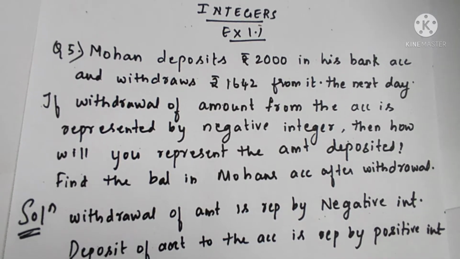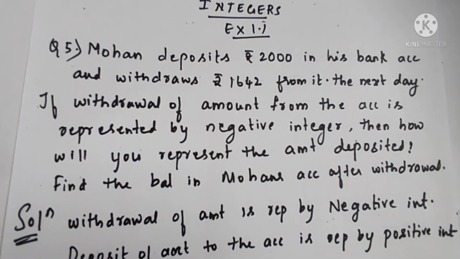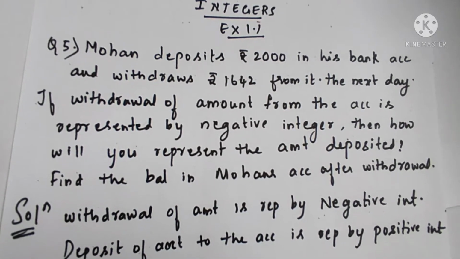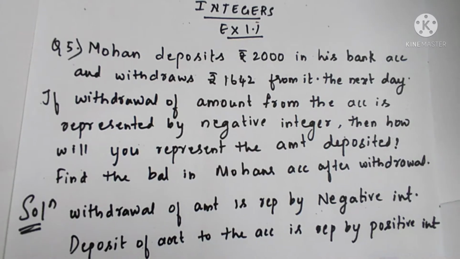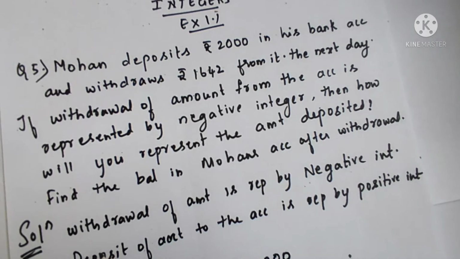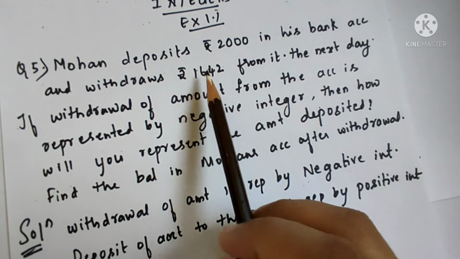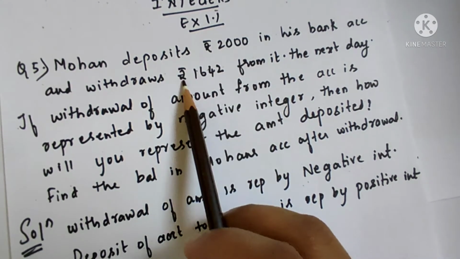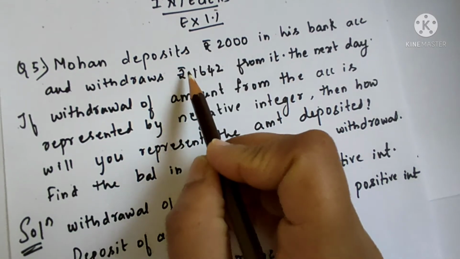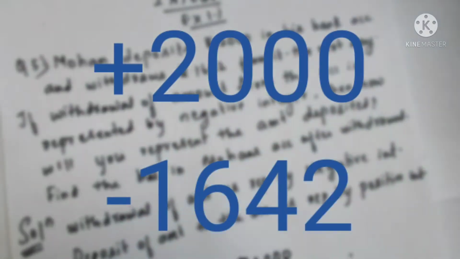1642 rupees. The next day, if withdrawal of amount from the bank account is represented by a negative integer, they are telling that whatever amount he has withdrawn, whatever amount he has removed, that removal amount is represented by a negative integer. So how much is the withdrawal amount? It is 1642, and it is represented with a negative sign.